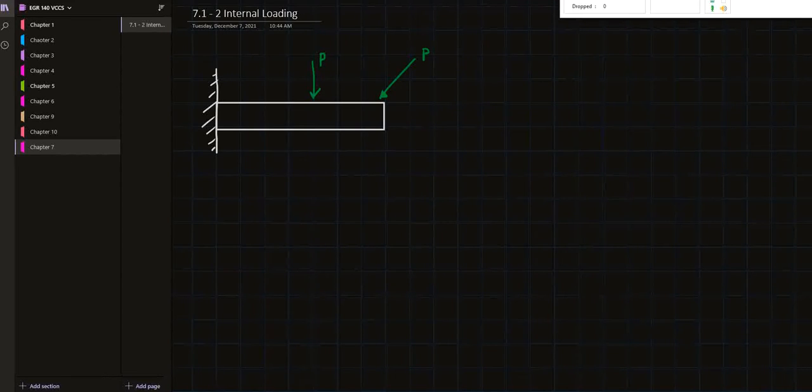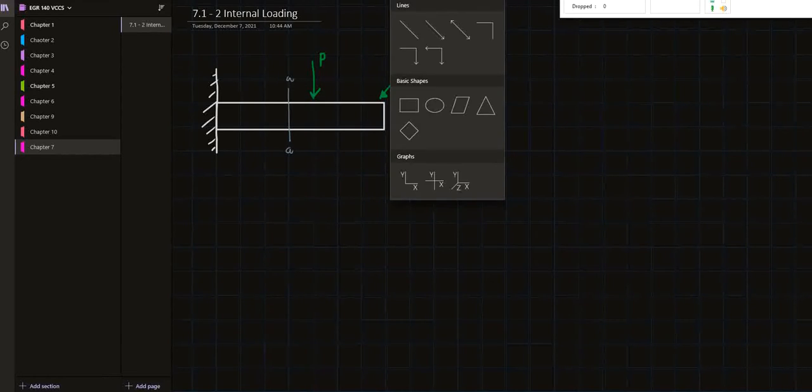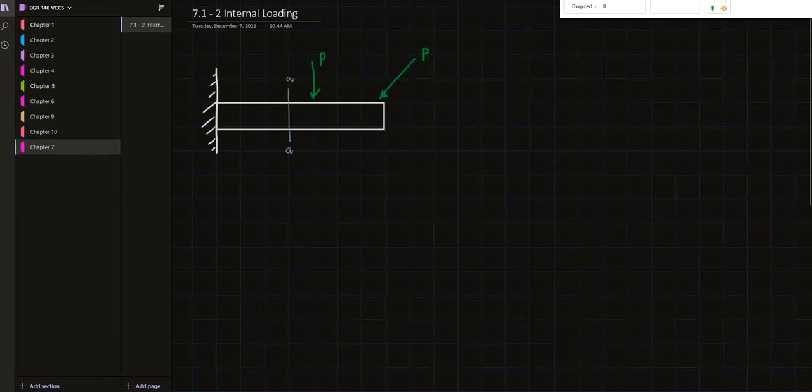And now I want to analyze the internal forces. So I'm just going to arbitrarily make a cut in my beam here, section AA, and I'm going to do free body diagrams. So here we go. Let's set up some free body diagrams. First, I'll have everything to the left.